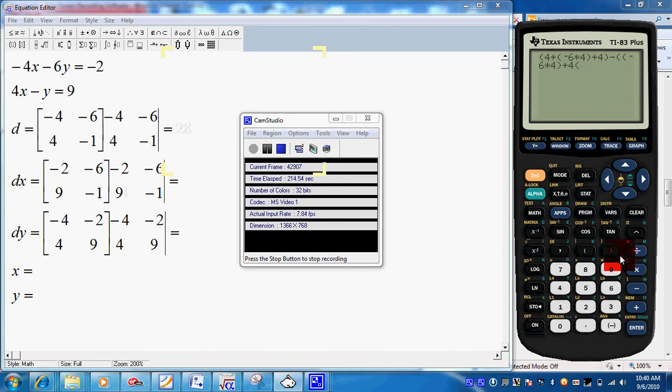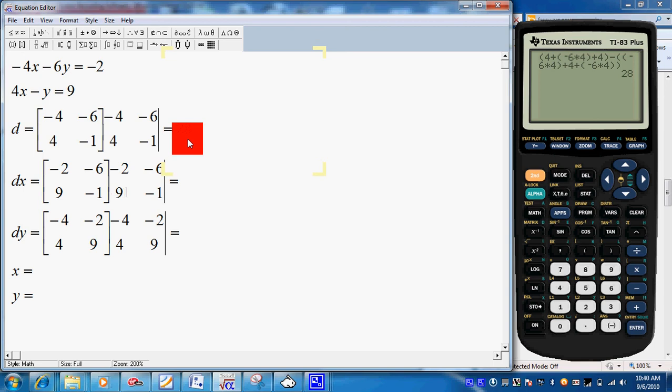Whoops. Change that. There we go. Minus 6 times 4. This determinant D will equal 28. I'll put that in for you. Now, onwards to our next determinant.